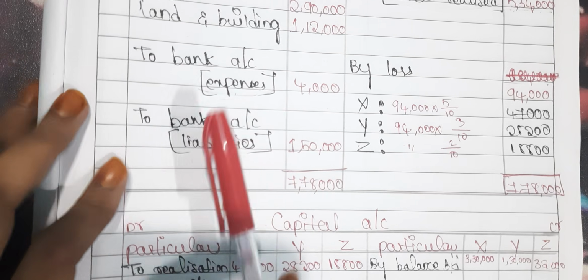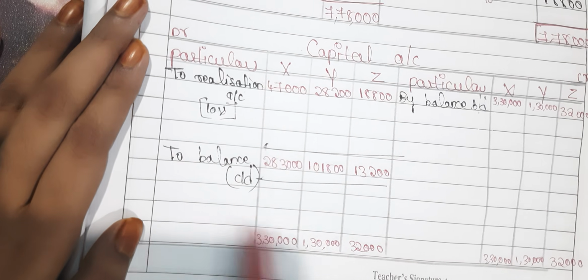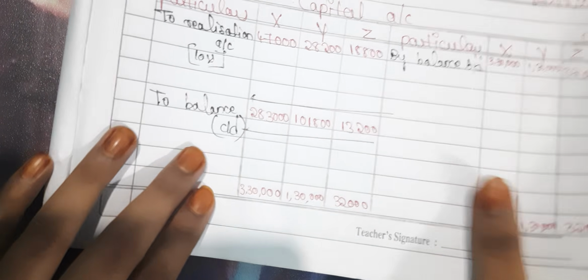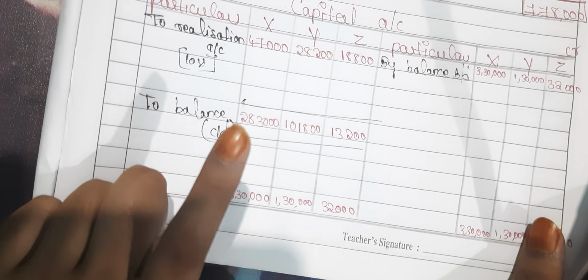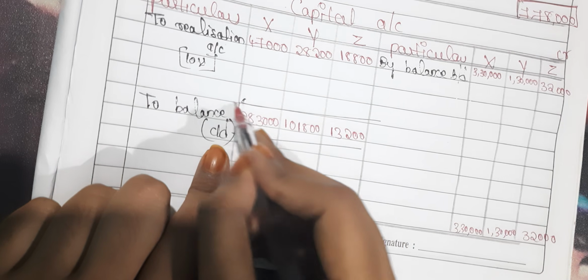Do we have any bank? This we have taken, this we have taken, this also we have taken. Here do we have any bank? No, we don't have. So directly we are going to take these capitals. This will also belong to the bank only. These capitals, whatever you are seeing, the amount of each partner, we will be taking here.